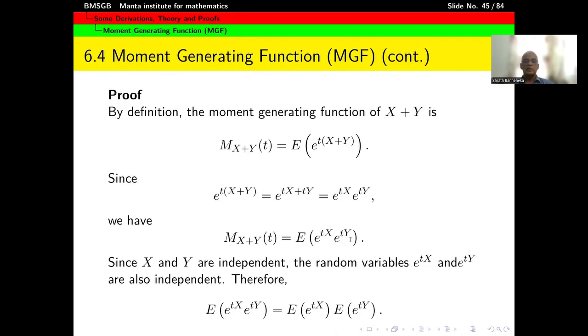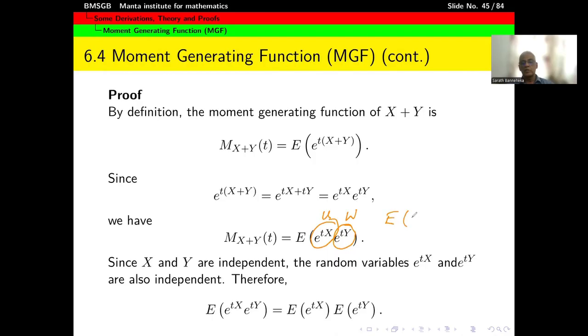Now notice that what you have is something like the expected value of one random variable, let me call it u, times the expected value of another random variable, let me call it w.